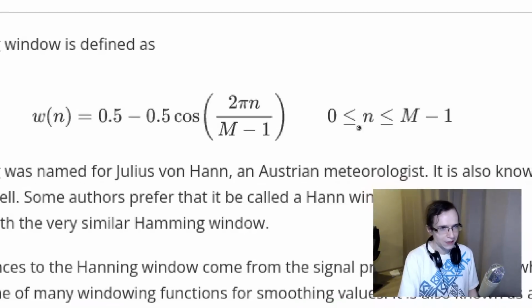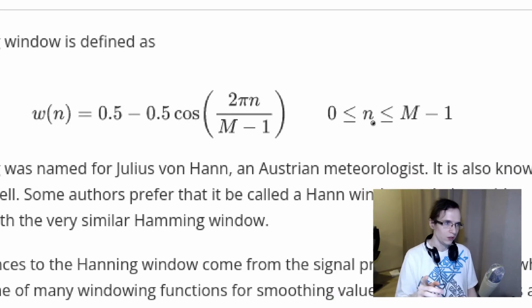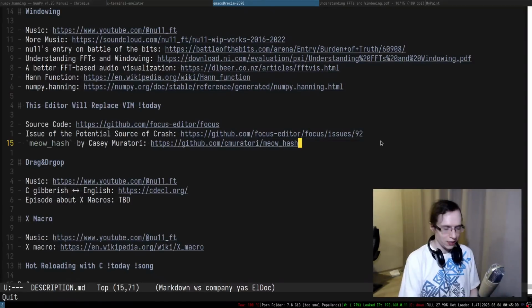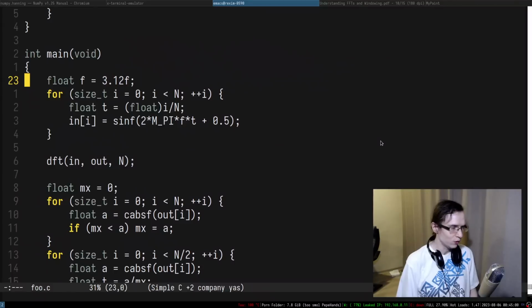So you basically have n that goes across your entire window, and you just plug it into this thing, and you basically have the Hann window. That's it. It's actually pretty straightforward. So we can even draw it out. Let me give it a try.